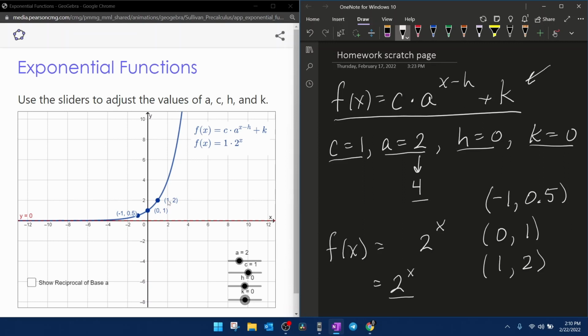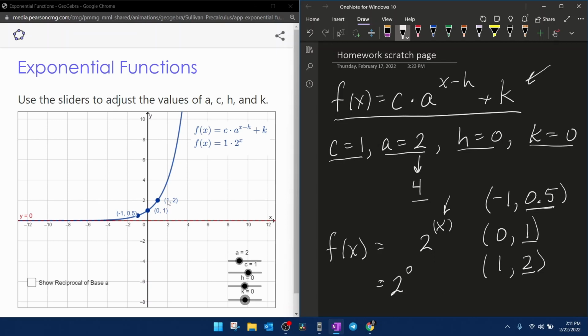Now, I simply copy and pasted these ordered pairs showing up in the graph. If we wanted to take a more in-depth approach, what we could do is plug in for x, negative 1, 0, and 1, and verify these y coordinates. Okay, so first, 2 to the negative 1, if you input that in a calculator, it may give you a half, which is the same as 0.5. So 2 to the negative 1 is a half.